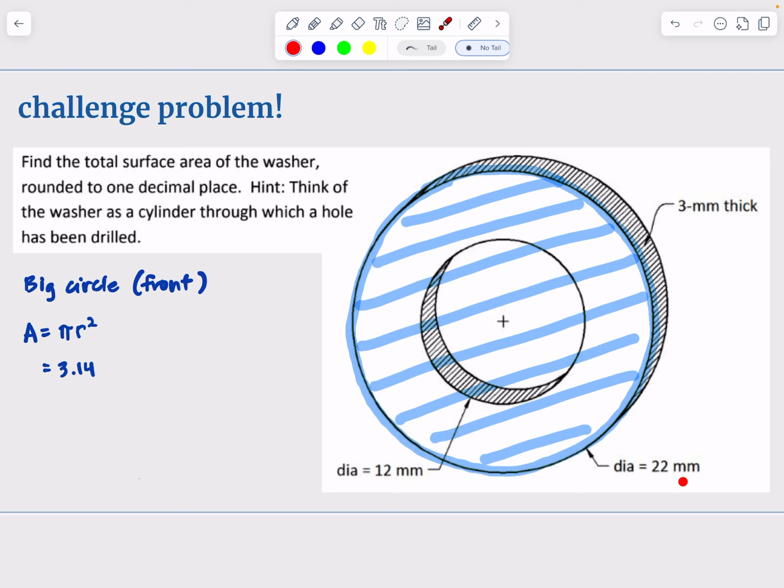So if the diameter of that big circle is 22 millimeters, then that means that the radius is going to be half of that, right? The radius is only halfway across, so it's going to be 11 millimeters. So I'm going to plug that into my formula, and I'm going to find the area of that circle. And on the next slide, you are going to have a chance to calculate that and put that answer into the lesson.